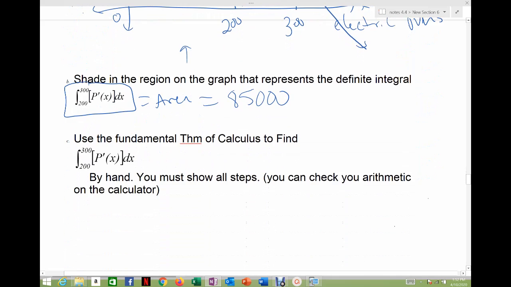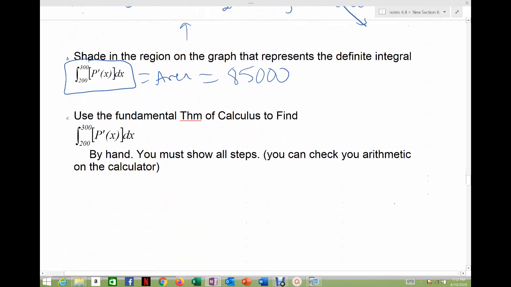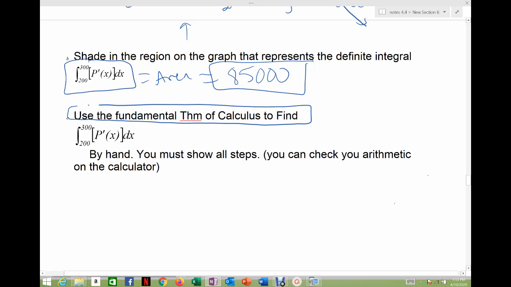The next question is asking you to use the fundamental theorem of calculus to find that. Well, I already know what it's going to come out to be, but that's not the important part of this question. The important part is showing the use of the fundamental theorem of calculus by hand, and then you can use your calculator to check your answer. So your answer should come out 85,000. We know that going into the problem, but we're going to show the fundamental theorem of calculus. Remember the fundamental theorem of calculus. I'm going to write down my derivative so I have it.